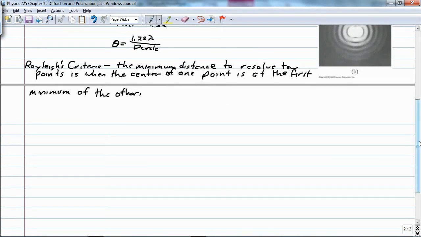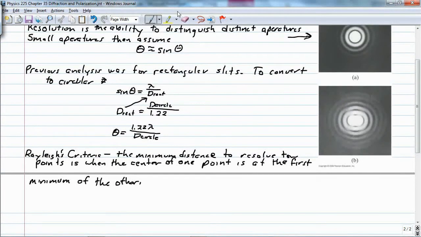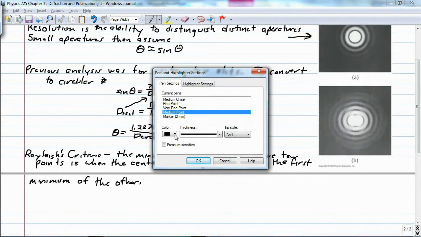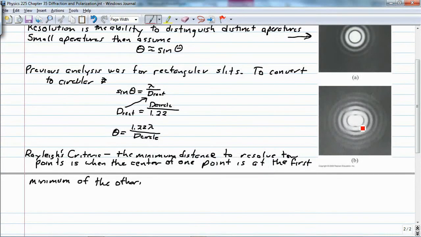And we can see this here in this diagram where we have two points that are close together. And you can see how the center of this one and the center of the other are on the minimums of the one next to it. And you can resolve this. You can actually see two specific dots, but if these were closer, you would not be able to resolve those two.